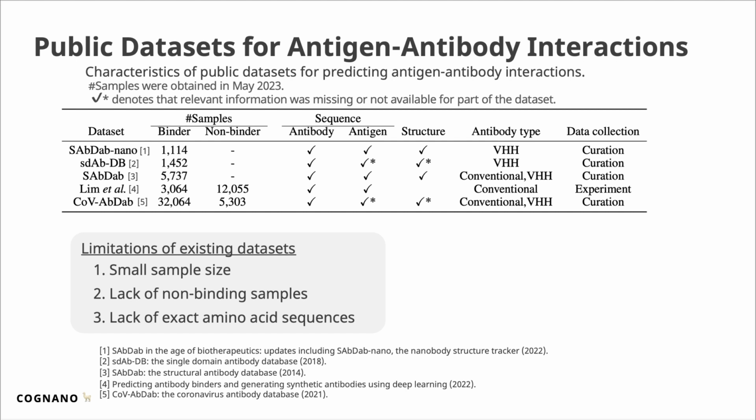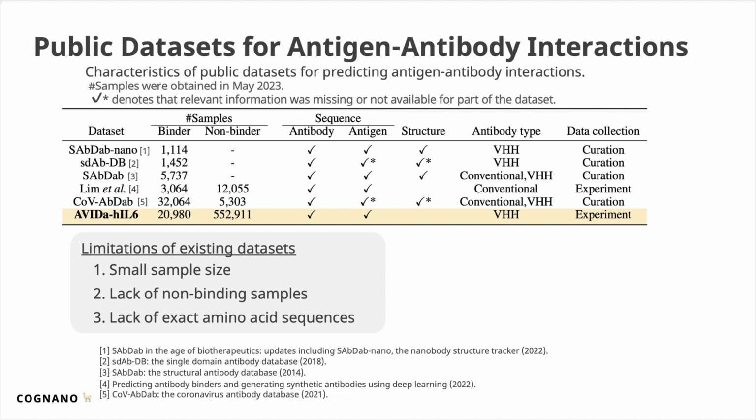Currently, there are some public datasets related to antigen-antibody interactions, as listed in this table. Although these are very useful datasets, they have some notable limitations, such as small sample size, the lack of non-binding samples, and the lack of exact amino acid sequences of the antigens. To overcome these limitations and facilitate machine learning-based antibody discovery, we release a high-quality, large-scale dataset for predicting antigen-antibody interactions.